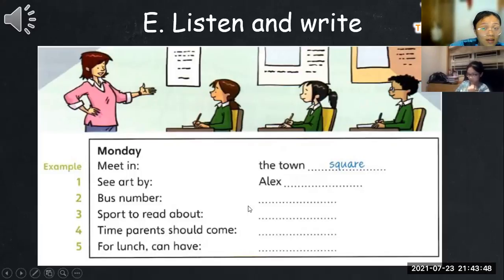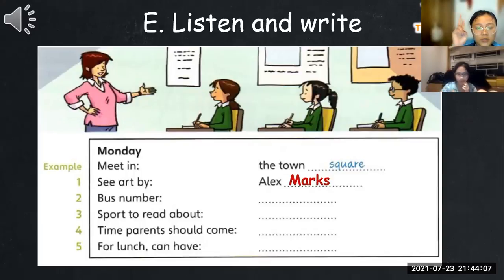Okay. Do you have the answer right? Yes. Okay, the first one. What do you answer? Number 1. Alex Marks. Can you spell that? Marks. Alex Marks. That's right. Number 2. What about the bus number? It's 28. 28. That's right. Number 3.